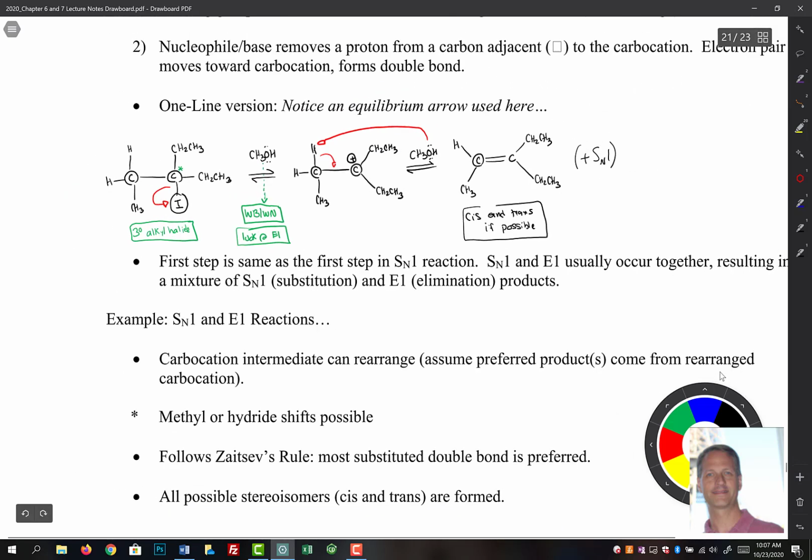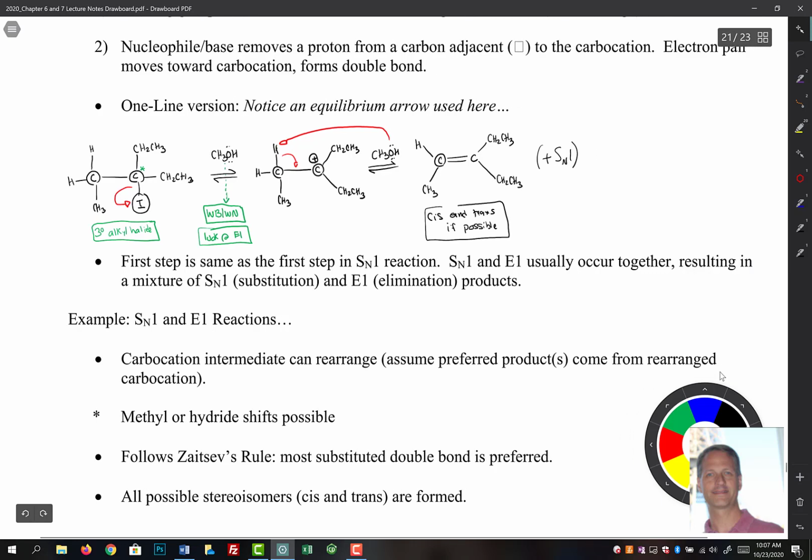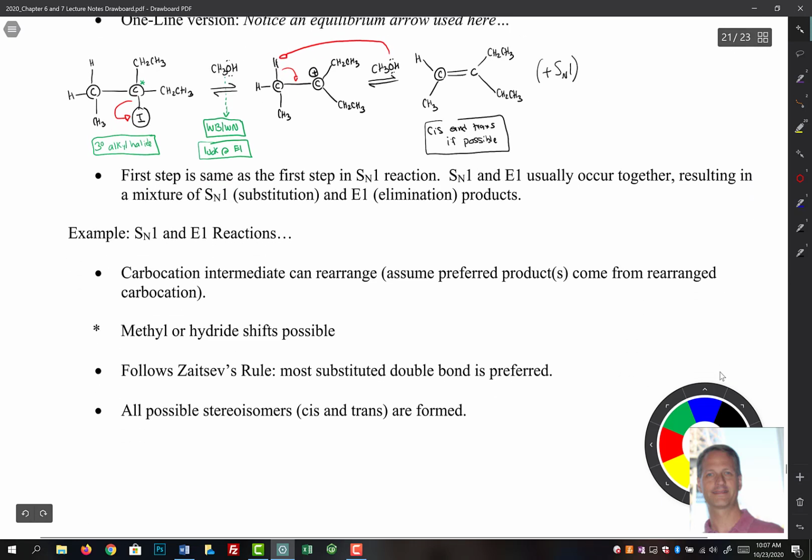Now, a couple of little points about this as we go through and look at this. Remember, rearrangement can occur, all of that stuff. The first step is the same as SN1, and because of that, they go hand in hand essentially, resulting in a mixture of both the SN1, that substitution product, and the E1, your elimination product.